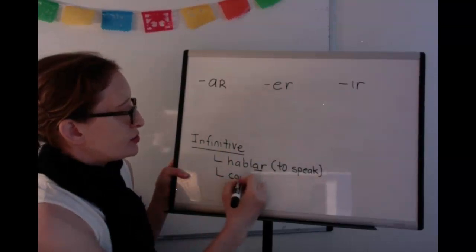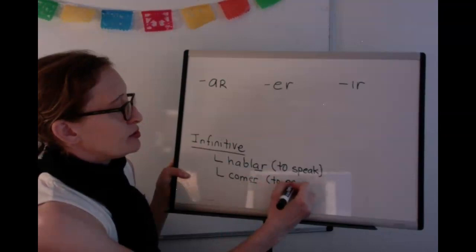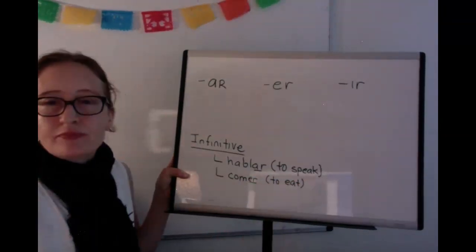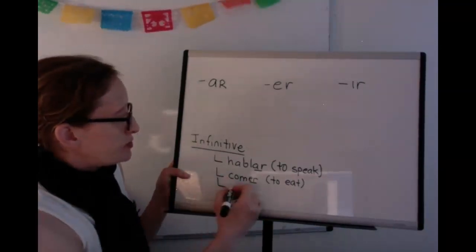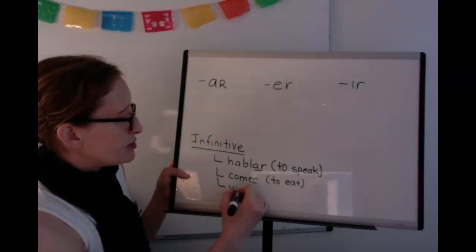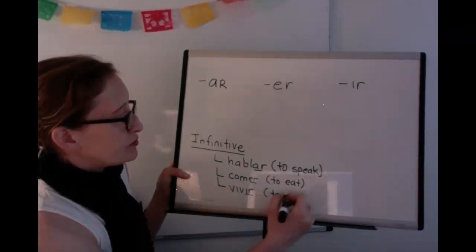Another one is comer. Comer means to eat. Notice it ends in ER. To eat. We're not saying who eats. It's just to eat. And vivir. Vivir means to live. It's an IR verb. To live.